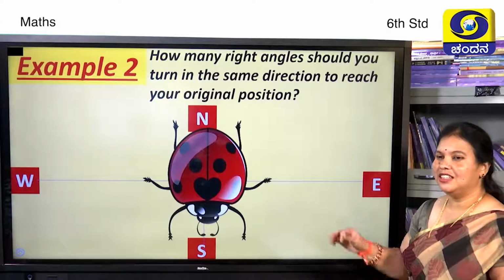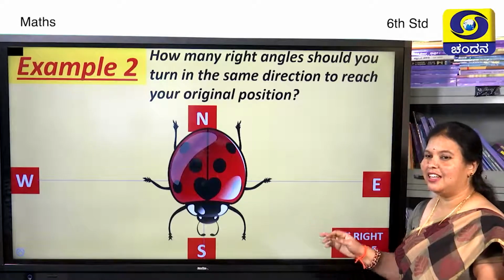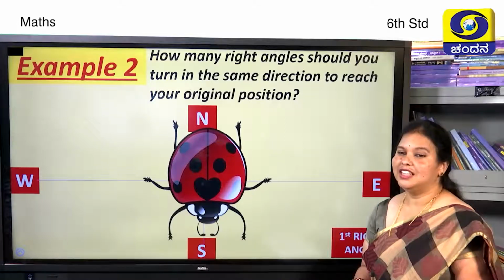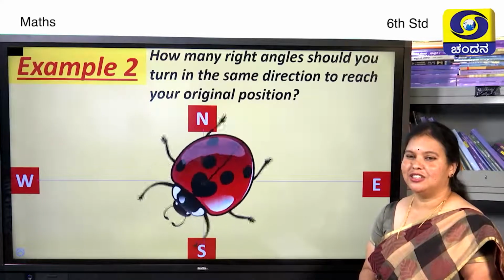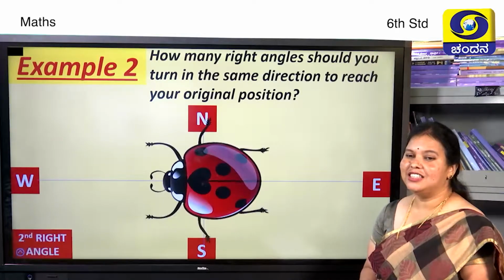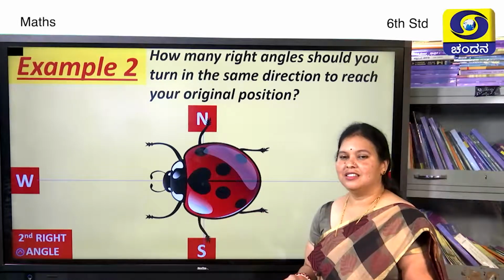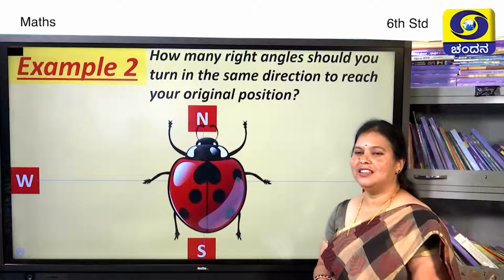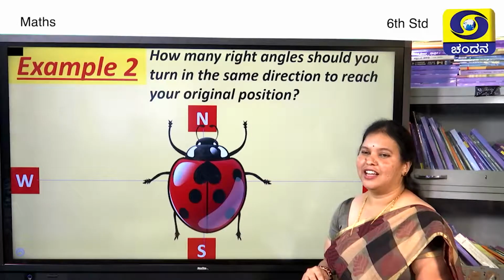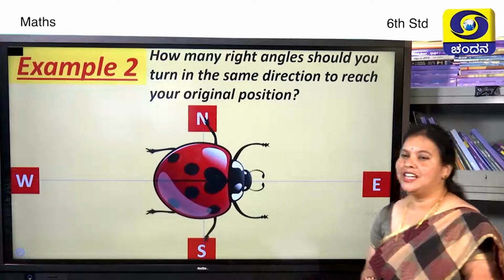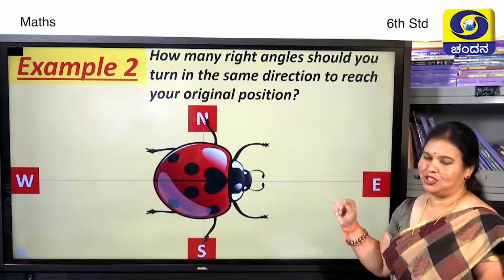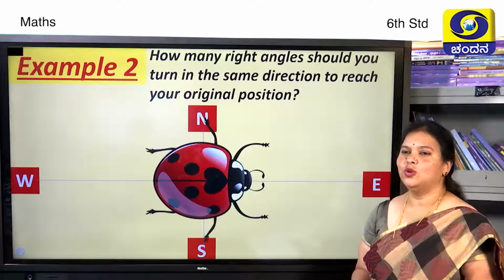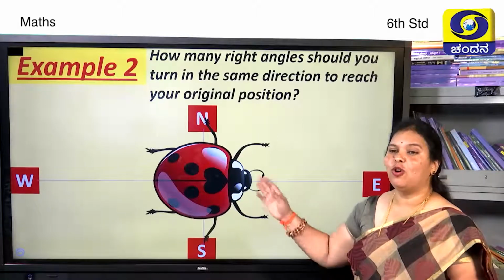It's turning through a right angle and reaches south. Then again it takes a turn with a right angle and reaches west. Similarly, it has taken one more right angle and reaches north, and with one more right angle it came back to its original position, that is east. So it has turned through 4 right angles.